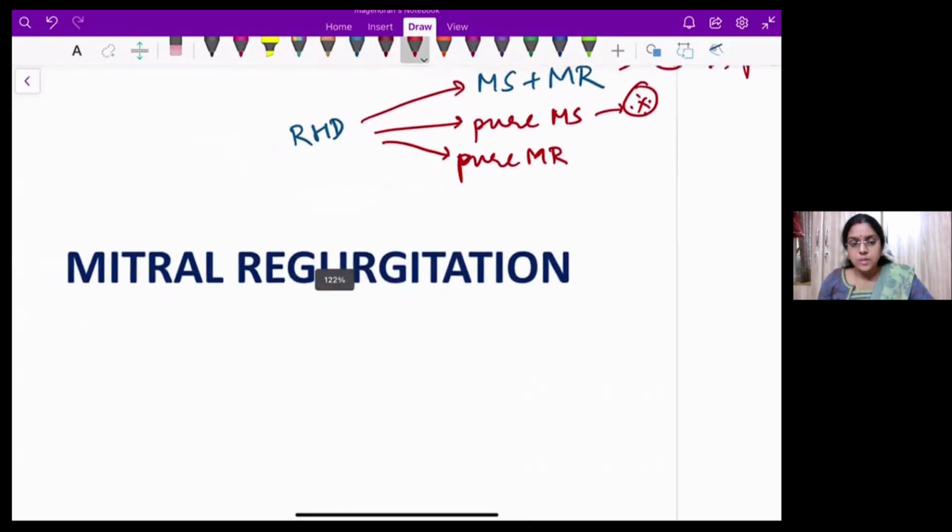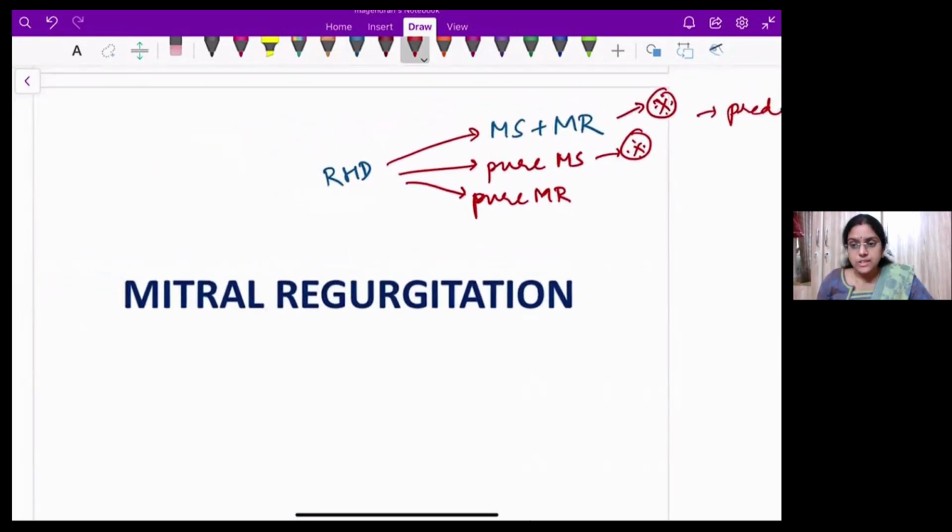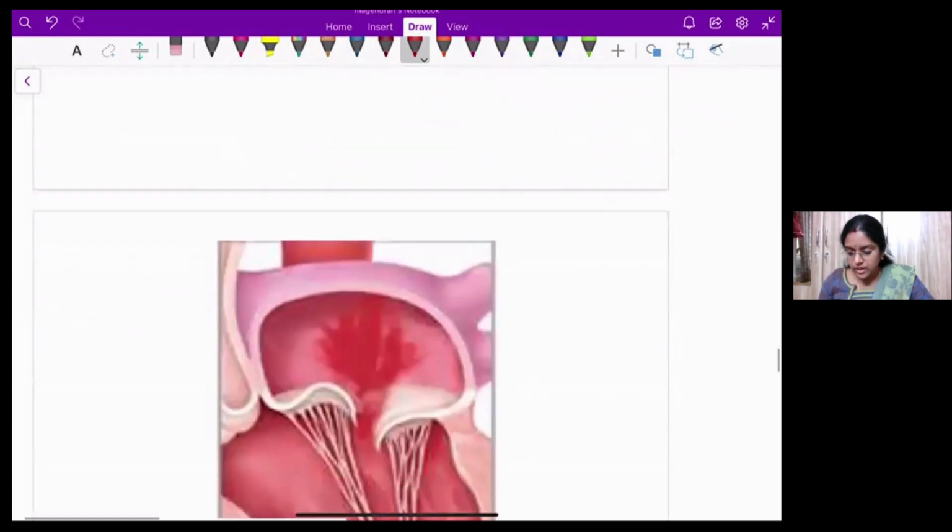So let us now discuss mitral regurgitation. We'll also discuss the pathophysiology, the types, and how we diagnose it and the other things. So let us now start.